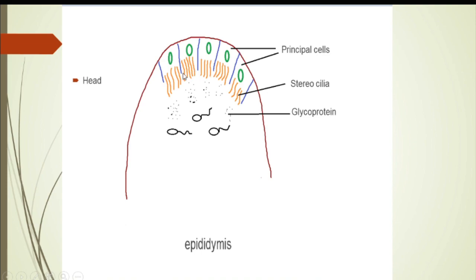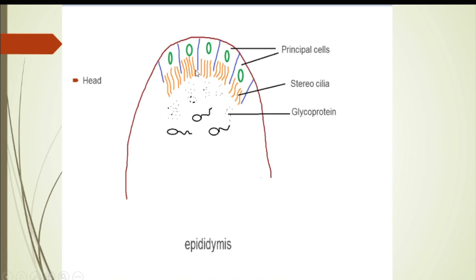You can see they bear the cilia, and these cilia are called the stereocilia. Remember, the head of the epididymis contains the principal cells and they bear the stereocilia, and actually these stereocilia are non-motile. They do not move.